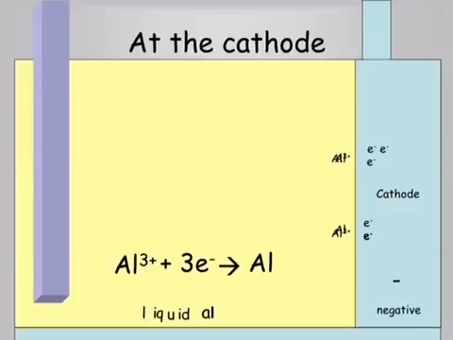So what happens at the cathode? Well, the cathode, the negative electrode, is where the positive Al3+ cations get attracted to. As the Al3+ cations get attracted, they gain 3 electrons in order to become aluminium. Because of the very high temperature, this is liquid aluminium that is made. Because they are gaining electrons, this is an example of reduction.